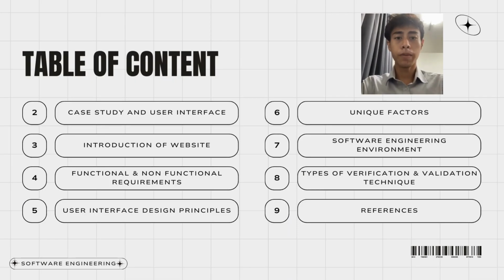So here we have the table of contents. There are eight of them, and each person needs to participate in two of the contents. We have the case study and user interface, next, introduction of website, functional and non-functional requirements, user interface design principle, unique factor, software engineering environment, type of verification and validation technique, and lastly reference.